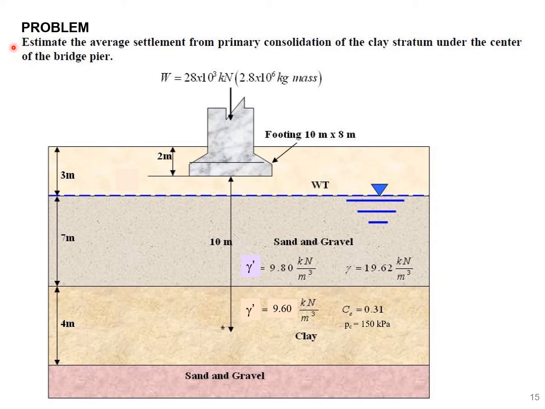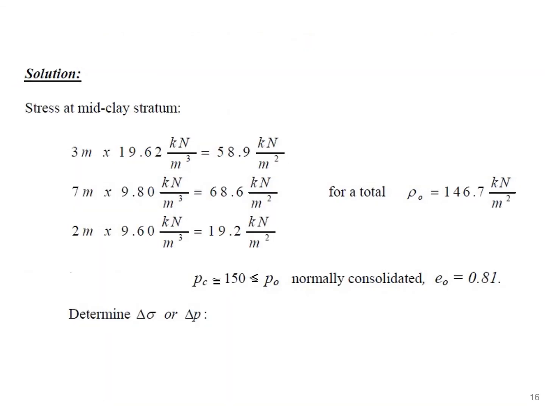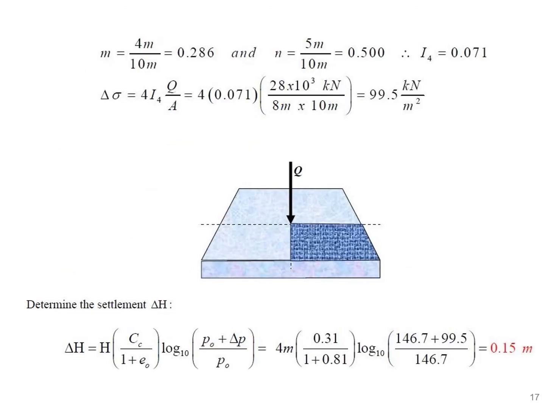Estimate the average settlement from primary consolidation of the clay stratum under the center of the bridge pier. So a bridge pier is being considered, the profile is given, and you would find the solution on the next slide. So look at that. You will have to use all those different concepts that we have studied in the previous lecture related to settlement analysis.